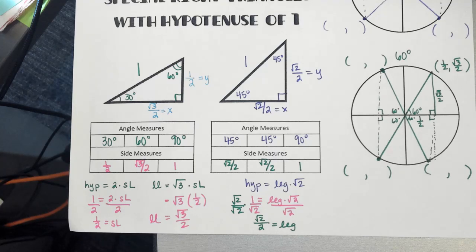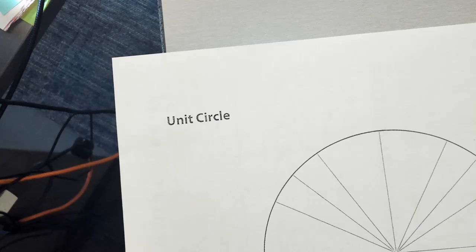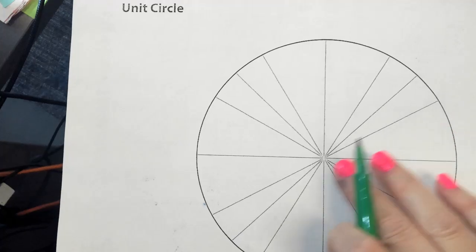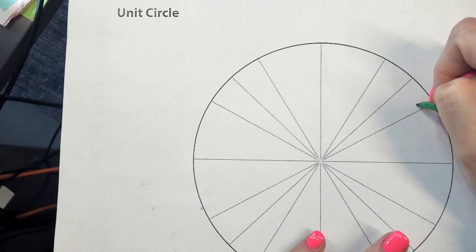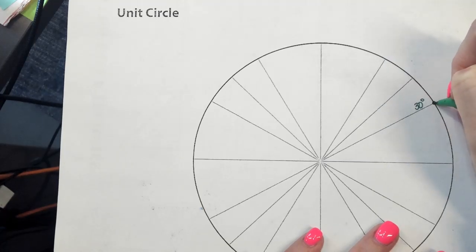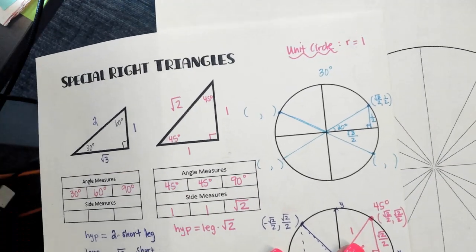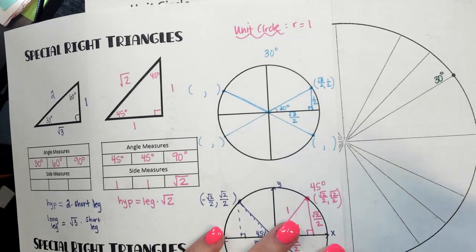Okay, so the first thing that we're gonna label on the other side is the first quadrant based on what we just talked about. We talked about how if you have a 30-degree angle, that is going to be a certain point. So I'm going to have you put the 30 degrees and then the reference point. If you're looking at your reference point, you have root 3 over 2, 1/2.